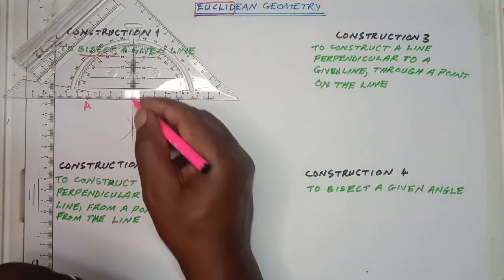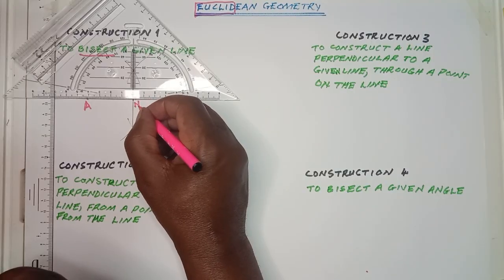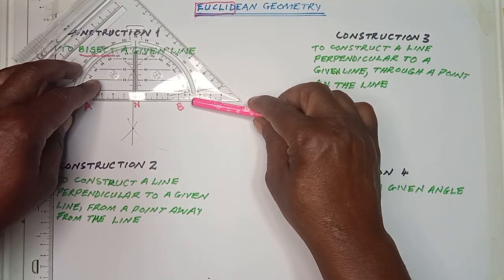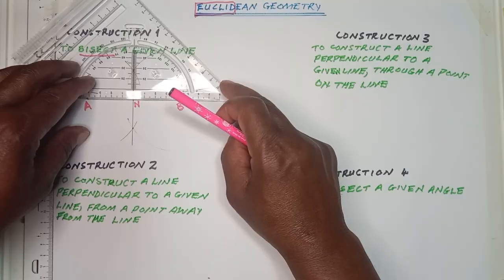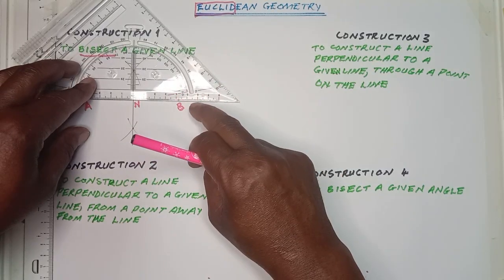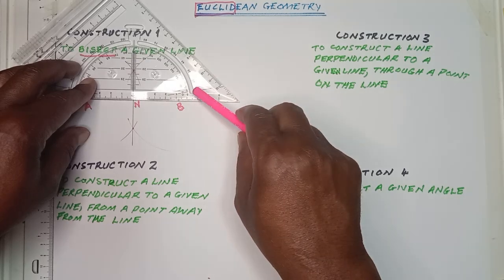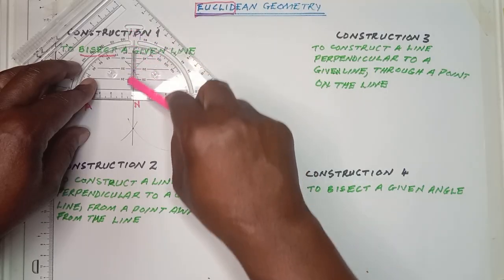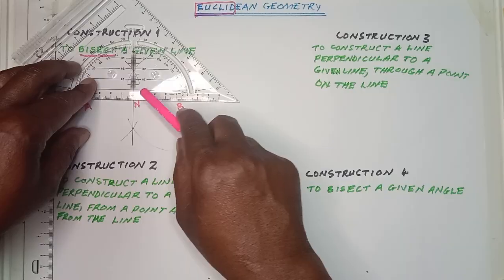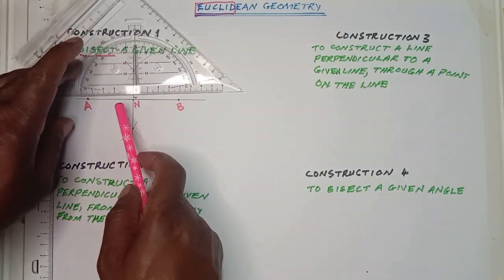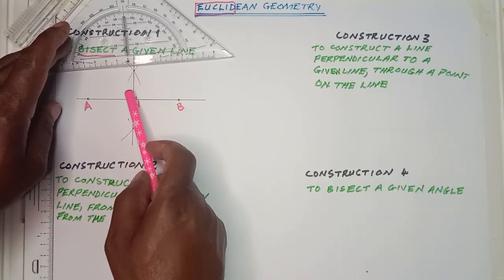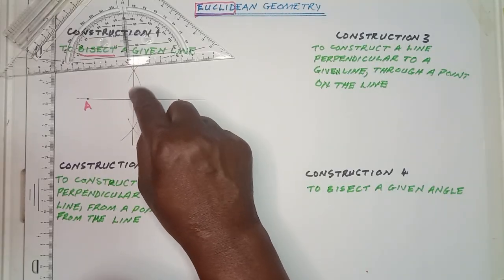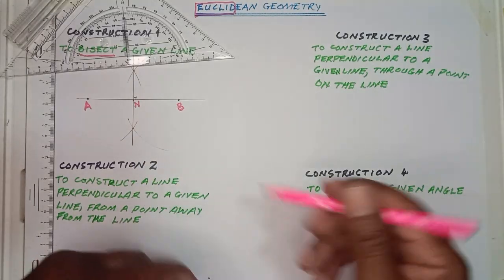Putting the protractor at this point here, let me call this point N. Protractor point at point N, and one of the zeros of the protractor on line AB. We can see that counting from here, 0, 10, 20, 30, 40, 50, 60, 70, 80, 90. So this angle is actually equal to 90 degrees. The other angle here is also 90 degrees. So if one angle here is 90 degrees, the other three are also 90 degrees.